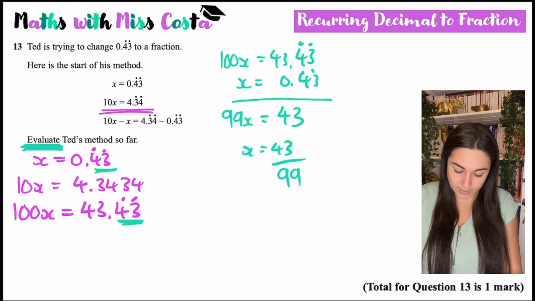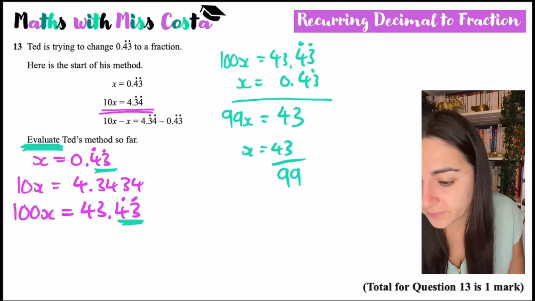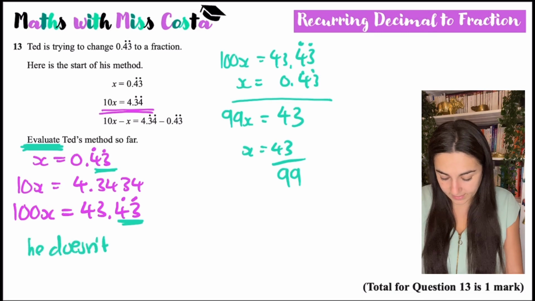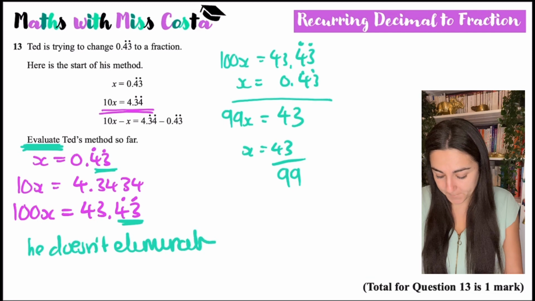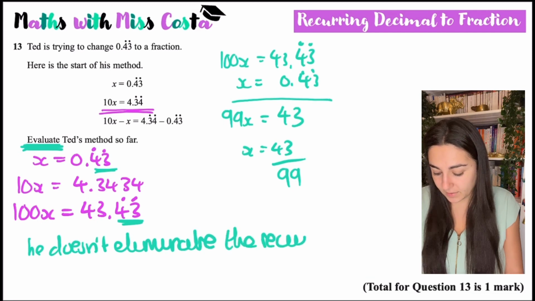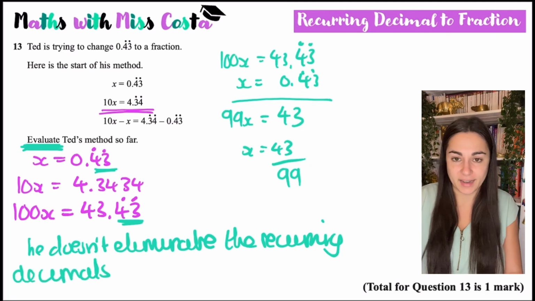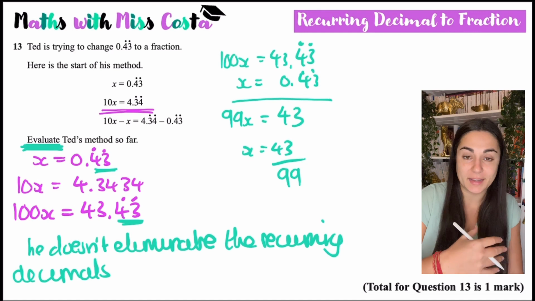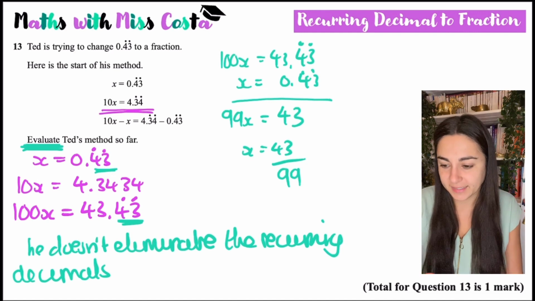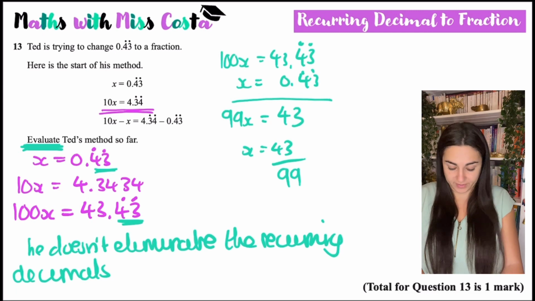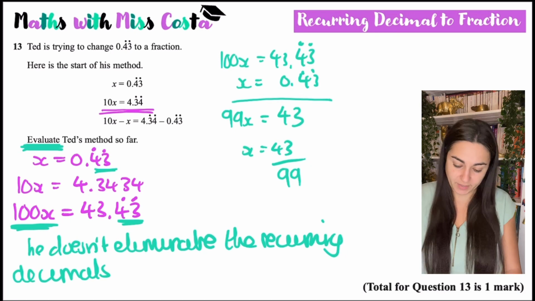So what he did wrong is he doesn't eliminate the recurring decimals. And that's the whole point of why we say x is our value, and then we multiply it by 10 or 100, because we get to a point where we can eliminate the recurring decimals. So that could be one reason, or you could have said he should have used 100x, because that's the value at which we get to eliminate the decimals. Okay, so that's a recurring decimal to fraction.